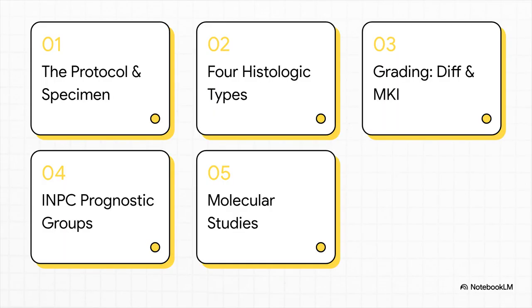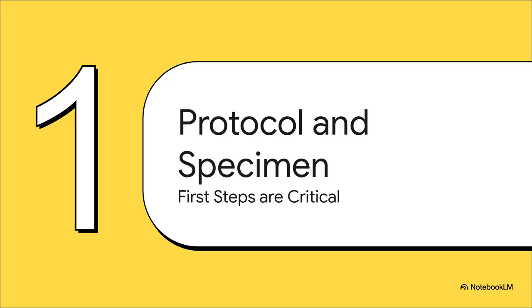So we've broken this down into 5 key parts. First up, the protocol and how to handle the specimen itself. Then we'll get into the 4 main histologic types. After that, we'll talk grading, differentiation, and this thing called MKI. Then the big one, pulling it all together for the INPC prognostic groups. And finally, we'll wrap up with the essential molecular studies. All right, let's kick things off at square one, the protocol and the specimen.